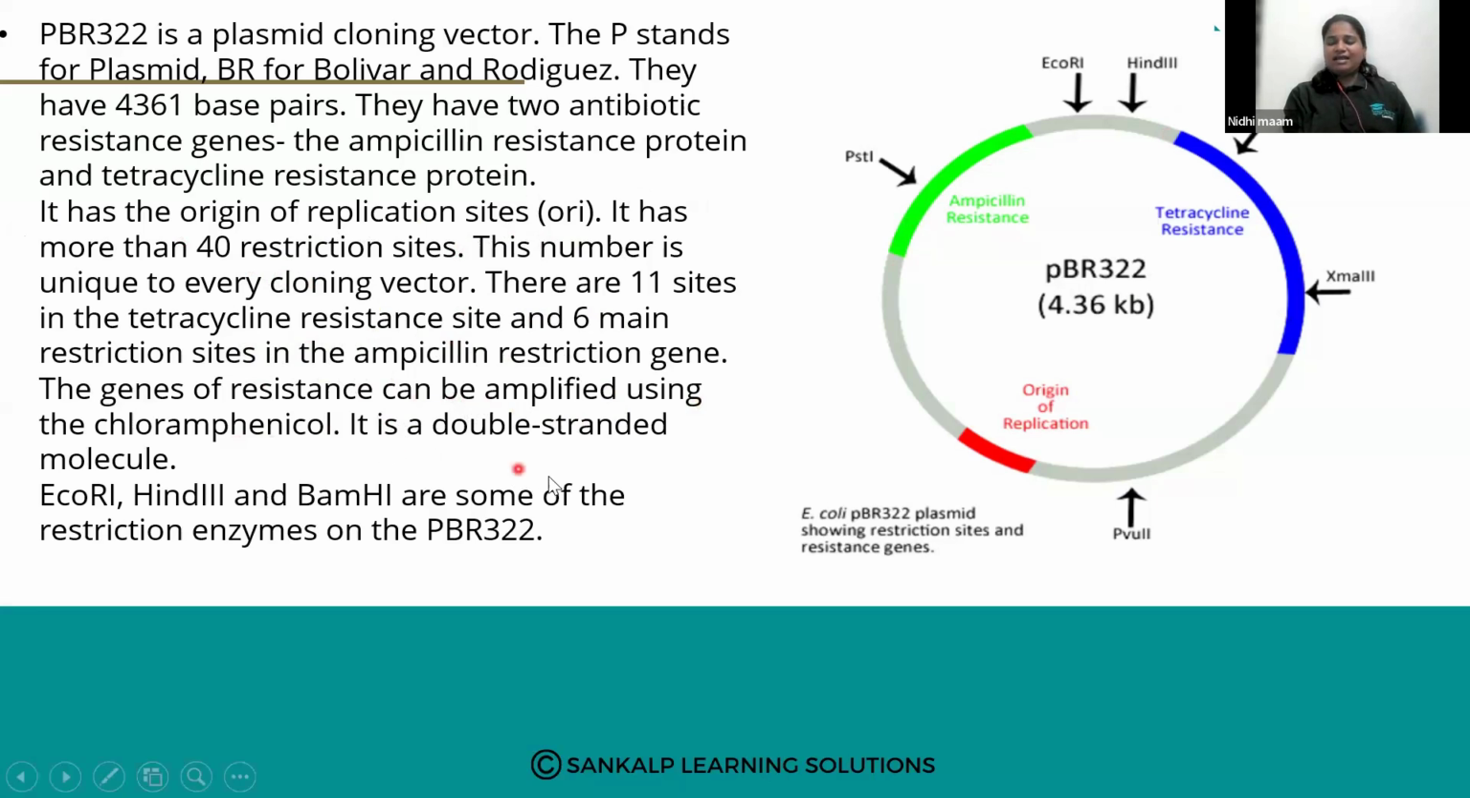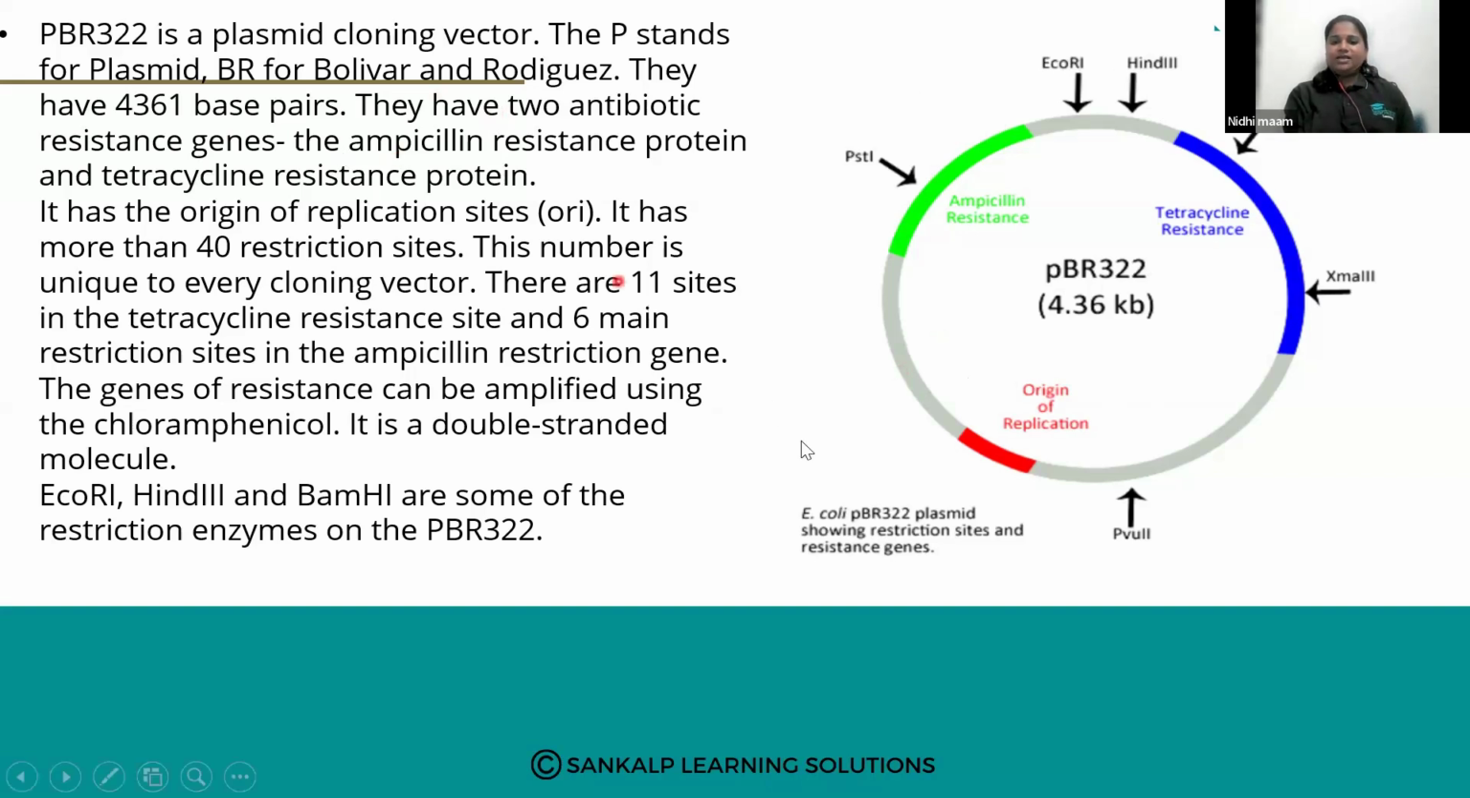It is a double stranded molecule. EcoRI, HindIII, BamHI, so here somewhere they will come, these are some of the restriction enzymes on pBR322. Alright, so this is regarding the pBR322. You have to draw this diagram and explain it. At least 5 to 6 points you explain. 3 marks will be for explanation, 2 marks will be for the diagram.